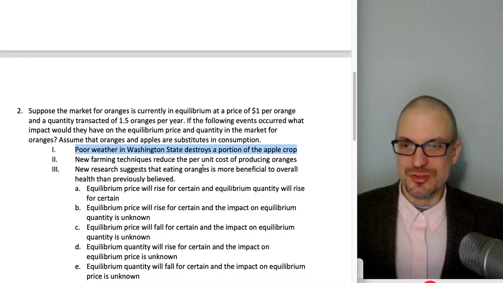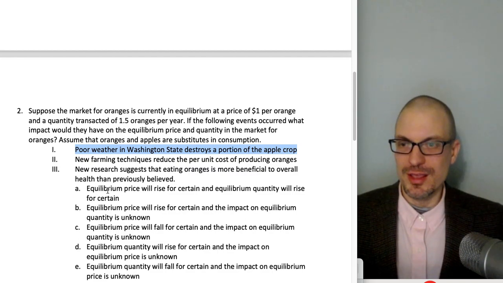New farming techniques reduce the per unit cost of producing oranges. That's going to reduce production costs, which gives us an increase in supply. That's going to tend towards a lower price, larger quantity. New research suggests oranges are more beneficial to overall health than believed. That's an increase in demand for oranges, right? So it'll be a higher price, higher quantity.